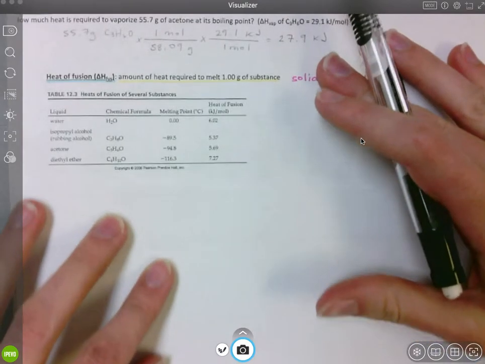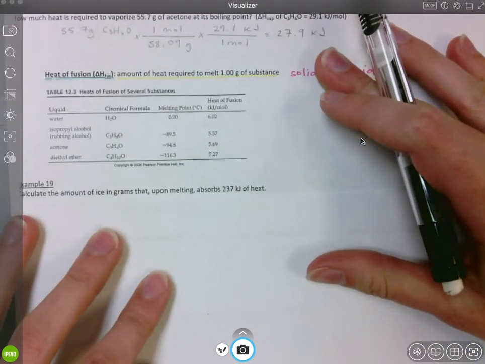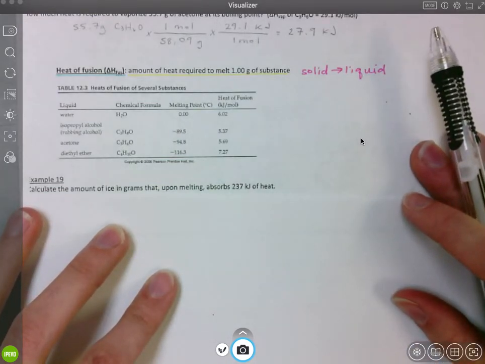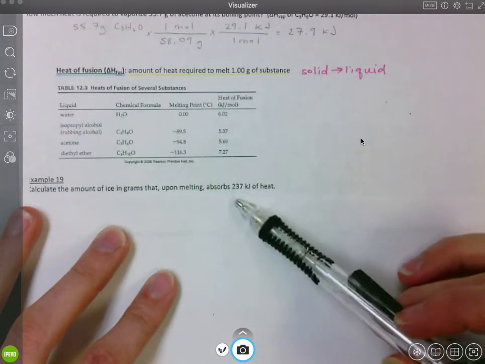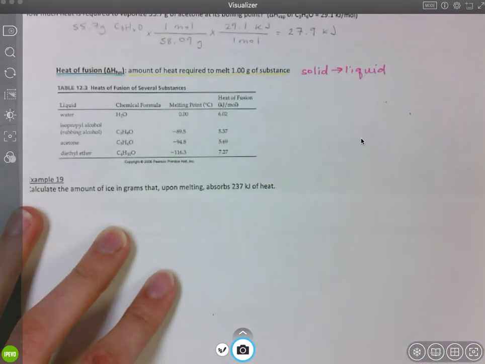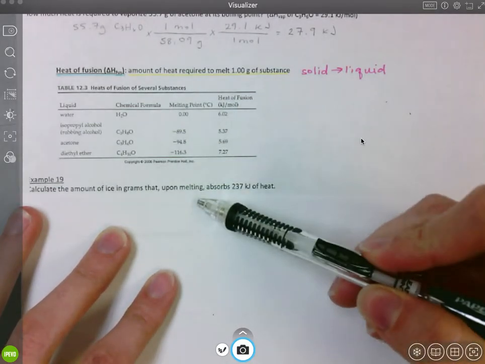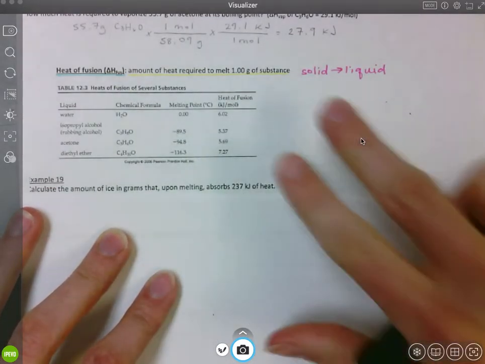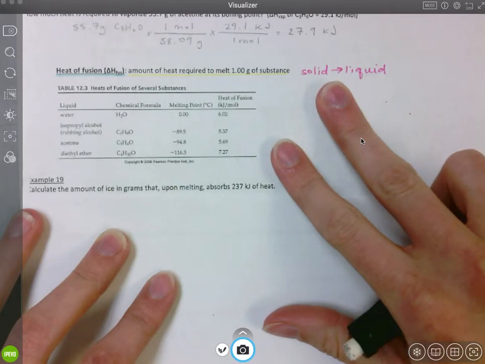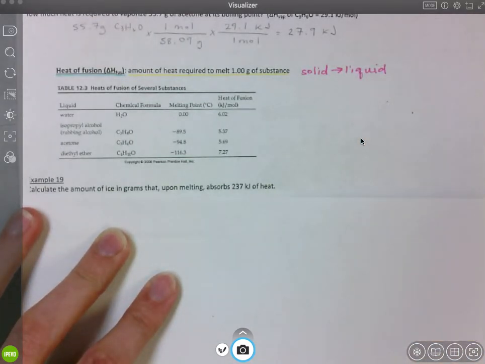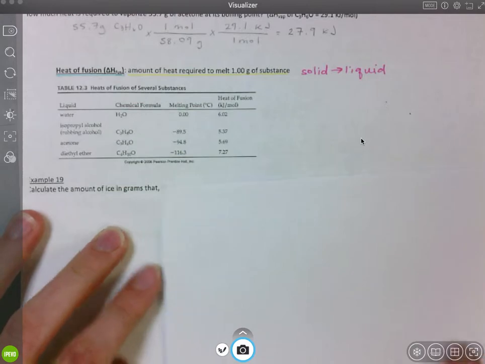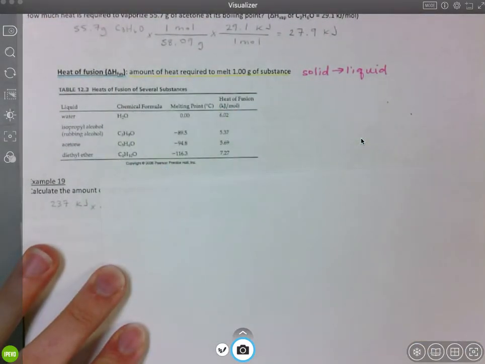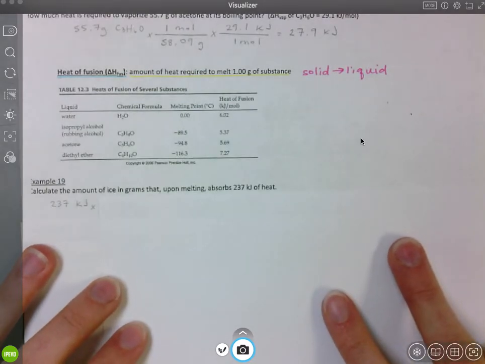Okay, so let's look at example number 19. Calculate the amount of ice in grams that upon melting absorbs 237 kilojoules of heat. So we're melting, so that means we're going solid to a liquid and we're using heat of fusion. We're given 237 kilojoules of heat. So that's our number that we're going to be starting with. It's also a single unit. We're going to start with those typically.